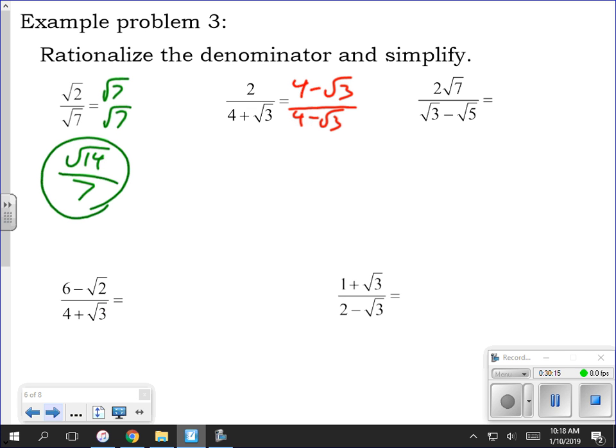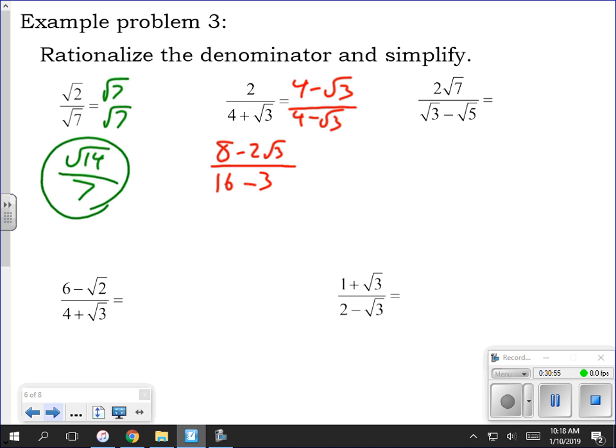Now the numerator is easy. I just distribute 2. 2 times both of those. 2 times 4 is 8. 2 times root 3. Sorry, and that should be a minus. Minus 2 root 3. My denominator is a little more complicated, but we just did this on the previous page. If they are conjugates, which means they're exactly the same except for plus and minus, shortcut: square the first term. Take 4 and square it, you get 16. Minus the square of the second term. Square root of 3 squared is 3.